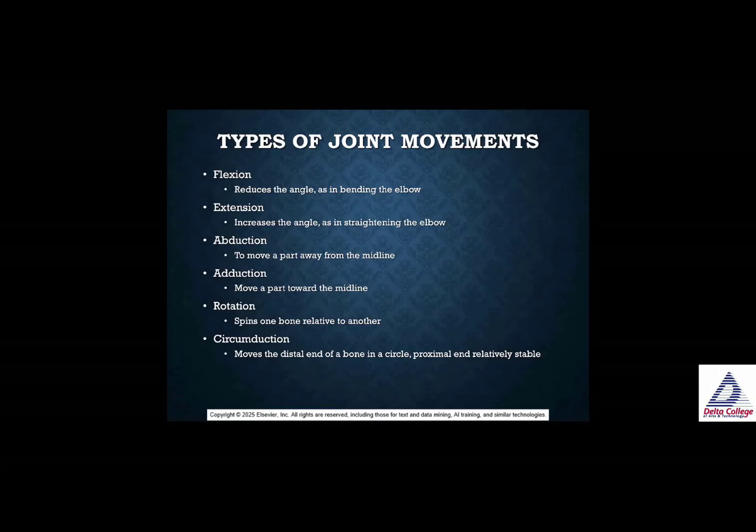Rotation spins one bone relative to another, like rotating your head. And then circumduction moves the distal end of a bone in a circle. So we can do this with our arms and with our hips, right? The proximal end is relatively stable.